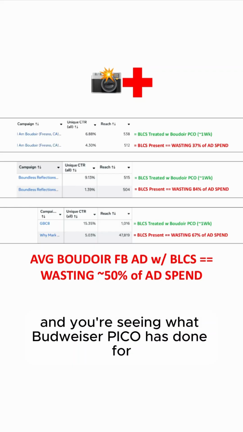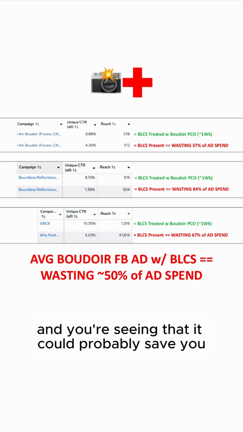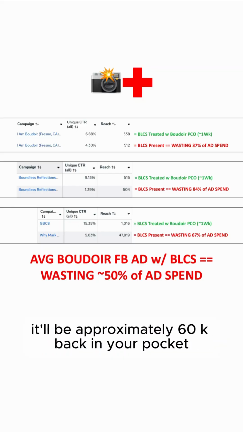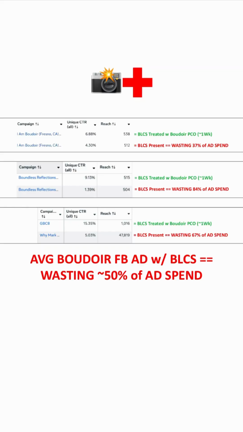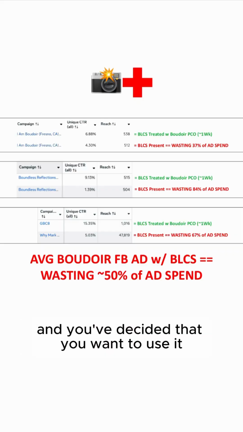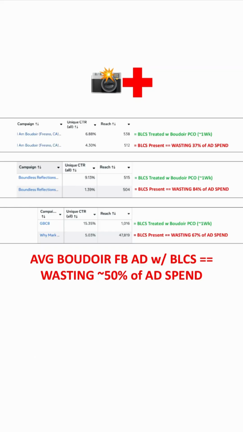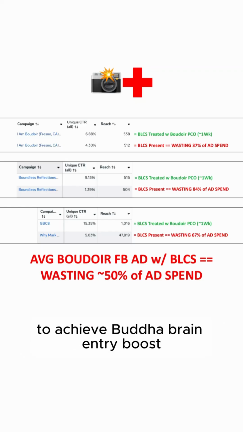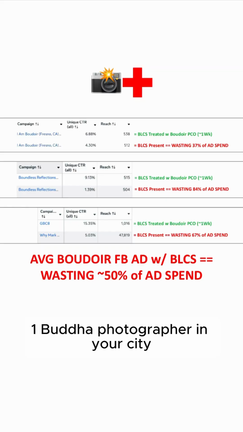And you're seeing what Boudoir Pico has done for other Boudoir Facebook ads, and you're seeing that it could probably put back in your pocket approximately 5K every single month that you are running your Boudoir Facebook ads. So at the end of 12 months, it'll be approximately 60K back in your pocket for no extra effort. So you're liking how Boudoir Pico is sounding, and you've decided that you want this treatment, because you want to achieve pre-click alignment, PCA, to become a dominant boudoir advertiser, to achieve boudoir brain entry boost, because you know you need this on your way to become the number one boudoir photographer in your city.